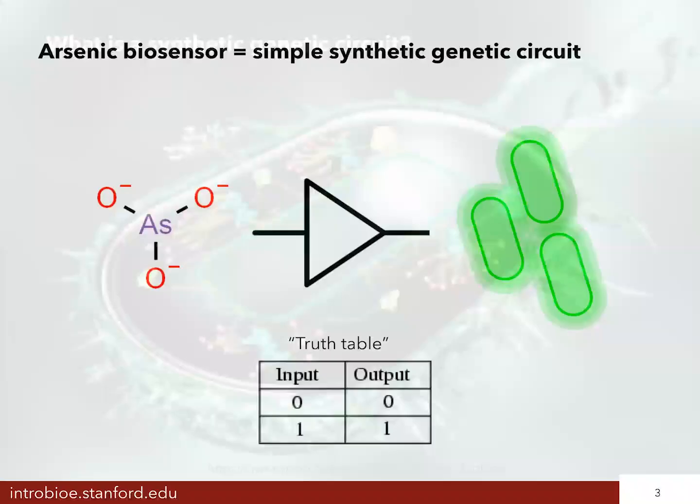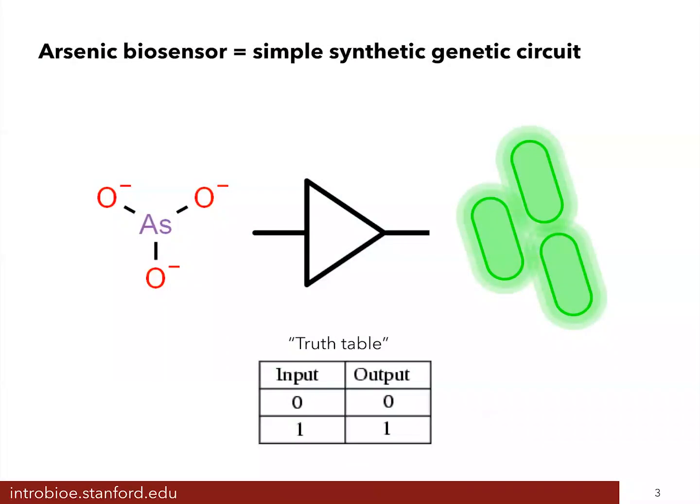Now, the arsenic biosensor I showed you is a simple synthetic genetic circuit. It runs a simple program, which determines if arsenic, then express green fluorescent protein. This type of synthetic genetic circuit is called a buffer gate, and its activity can be described by the truth table shown at the bottom of the slide. Truth tables are ways of demonstrating or showing the activity of a synthetic genetic circuit that does logic computation.